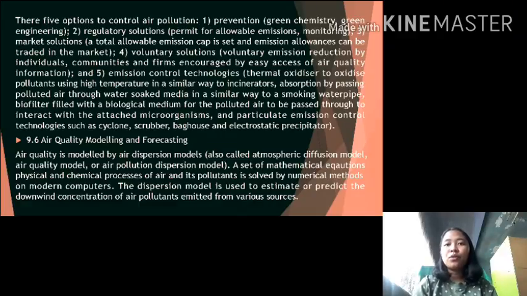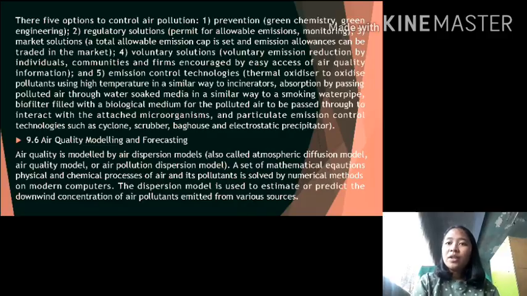There are 5 options to control air pollution. 1. Prevention, green chemistry, green engineering. 2. Regulatory solution, permit for allowable emission, monitoring. 3. Market solution, a total allowable emission cap is set and emission allowances can be traded in the market. 4. Voluntary solution, voluntary emission reduction by individuals, communities, and firms encouraged by easy access for air quality information.